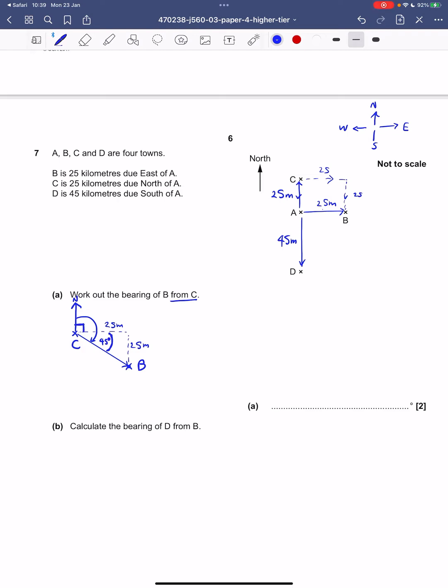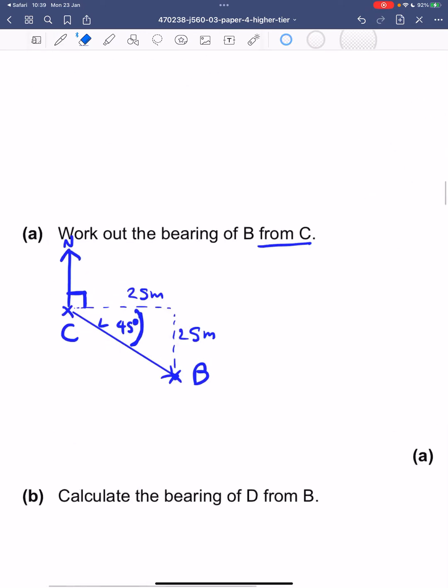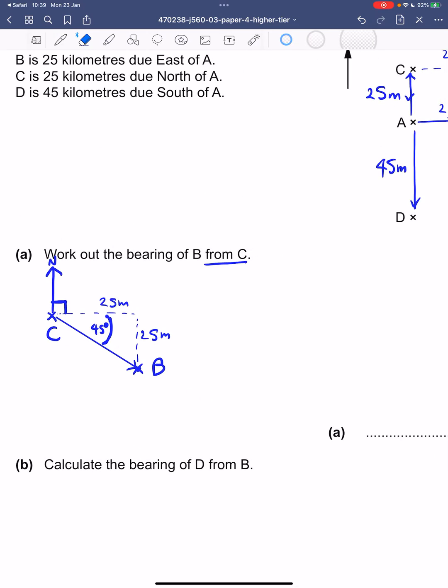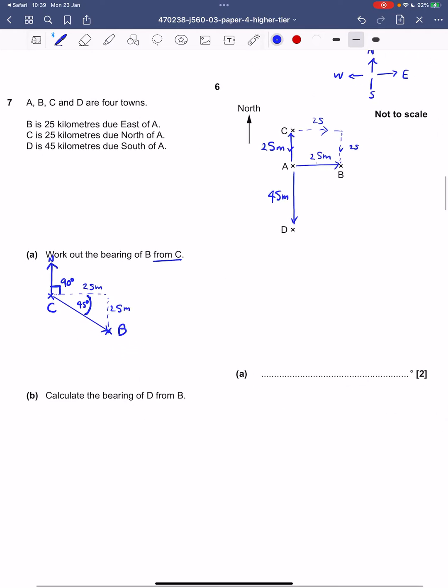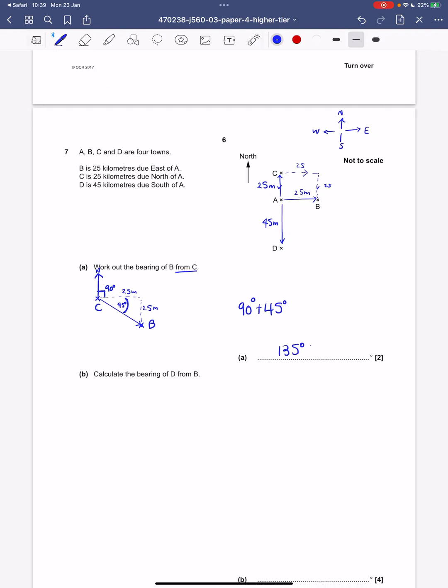This part here is a right angle. Let's just rub that out there. Okay, so we don't have to do this in our calculator because it's 25 and 25, that's 45, and that's 90 degrees. So the bearing is 90 degrees plus 45 degrees, which is 135 degrees.